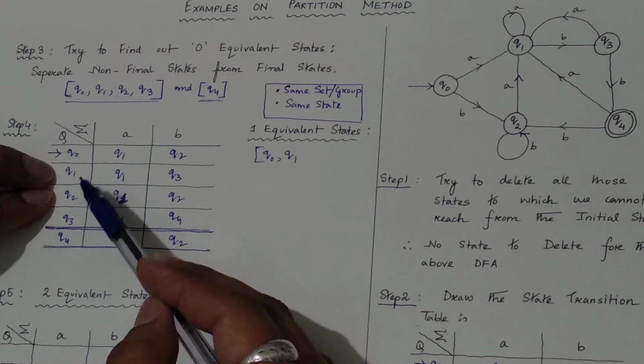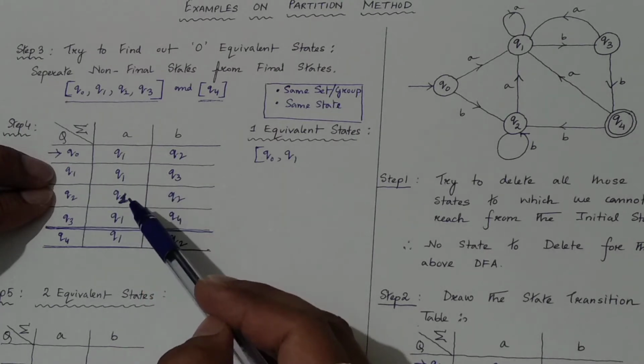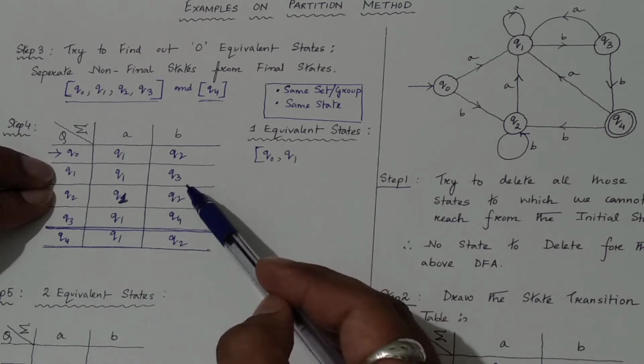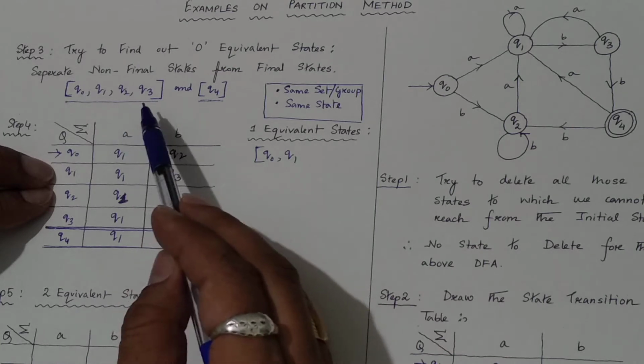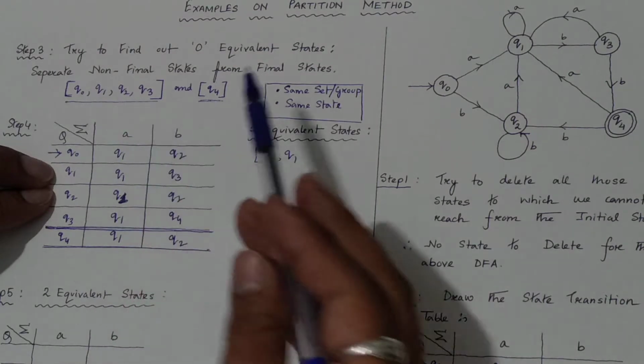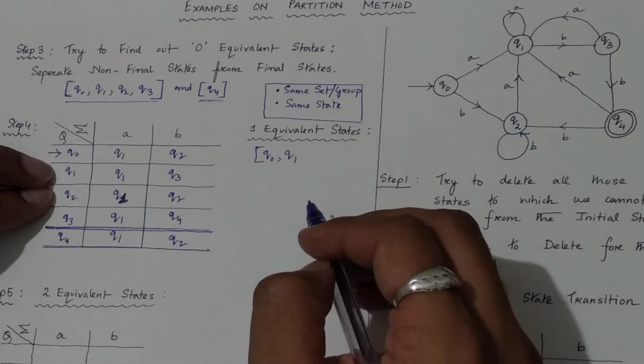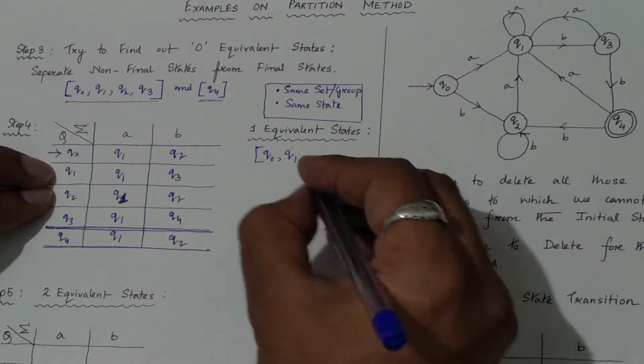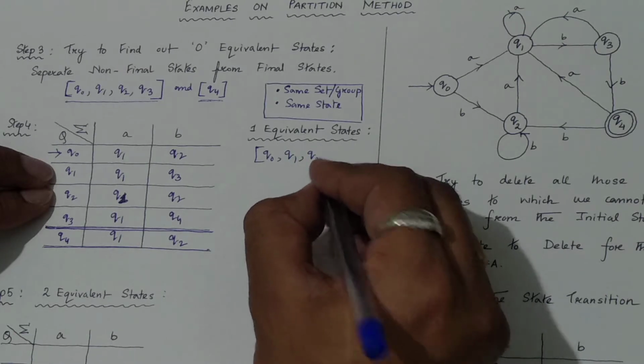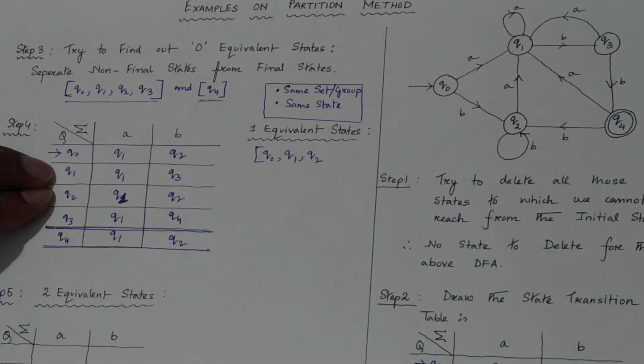Now Q2 and Q1 on input A, where it is going: Q1, Q1, same state, no issue. Q3 and Q2 are also in the same group or same set. So that means Q1 and Q2 can come together. That means Q0, Q1 and Q2 together, we can say that these three can come together. Clear? Now these three have no issue.